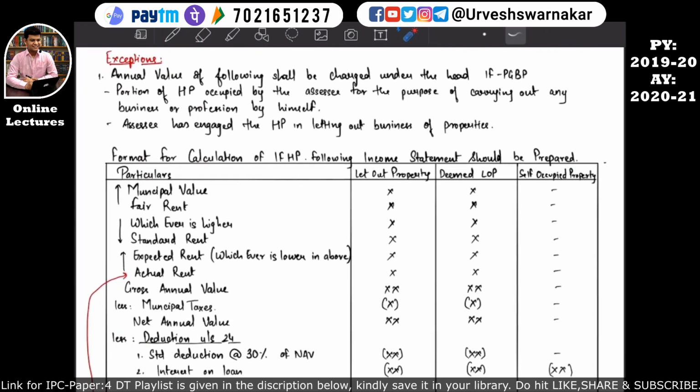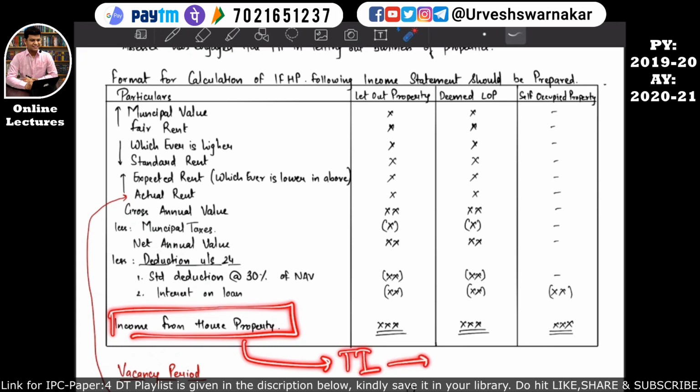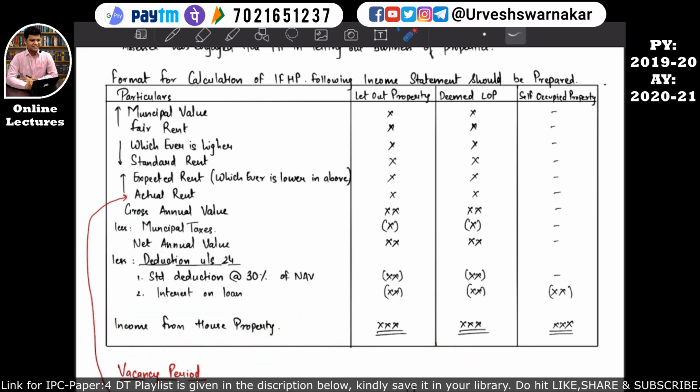So we have studied the format. This format helps us to ascertain the annual value and finally helps us to calculate income from house property, which will form part of our total income and finally be taxable. Okay, I hope this is quite clear.